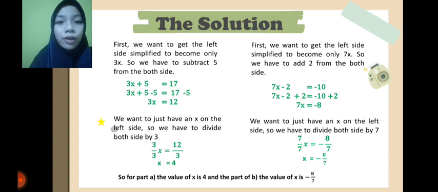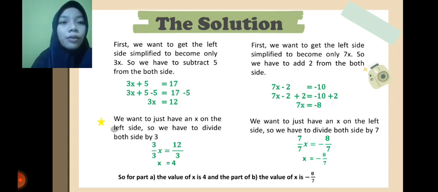Now we want to just have an x on the left side, so we have to divide both sides by 3. Now we get 3x divided by 3 equals 12 divided by 3. Now we get x equals 4. We move to the second equation.